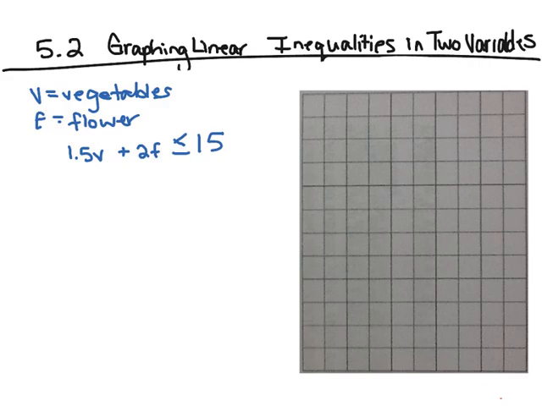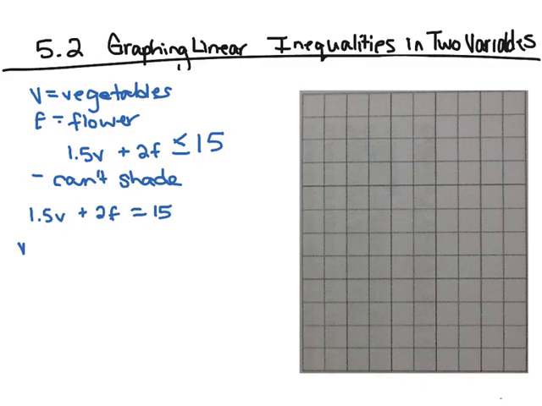So we're going to graph this line. The only thing about this one is that we can't actually shade the region that we want, because we can only have integer values, because you can't get half a bag of seeds. So we're not actually going to shade our region, but we're going to test for our region and then choose points. So we're going to graph the line 1.5v plus 2f is equal to 15.